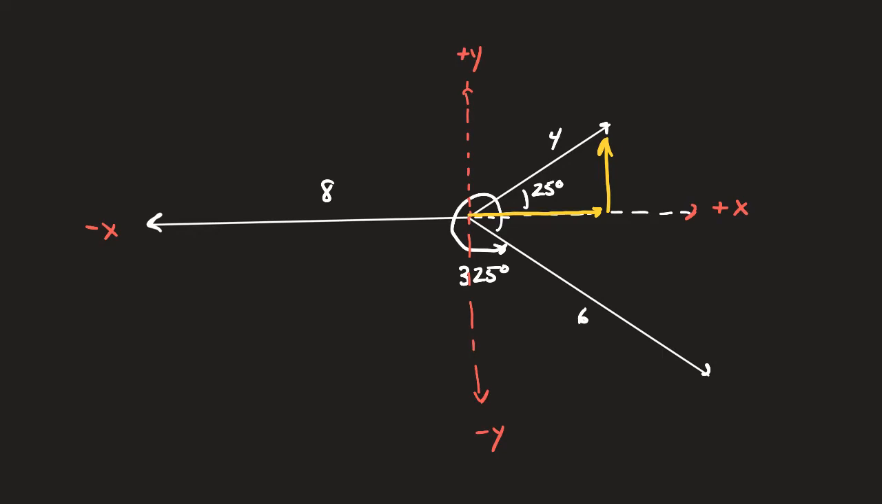And to break it into components, this is going to be 4 sine 25. And this one, it's going to be tough to write it all in here. I didn't give myself a whole lot of space. 4 cosine 25. Any question about that?